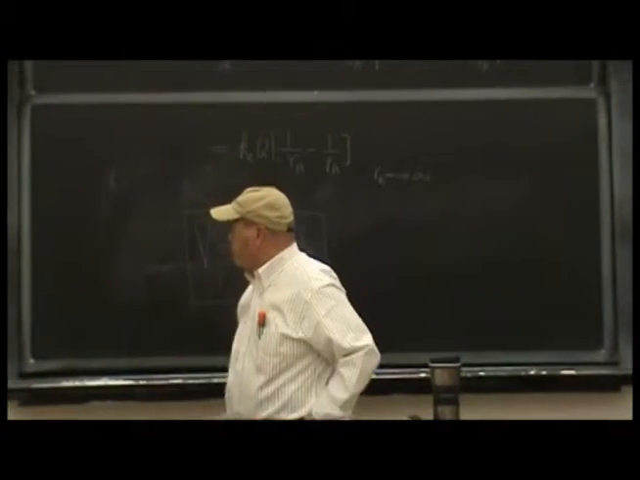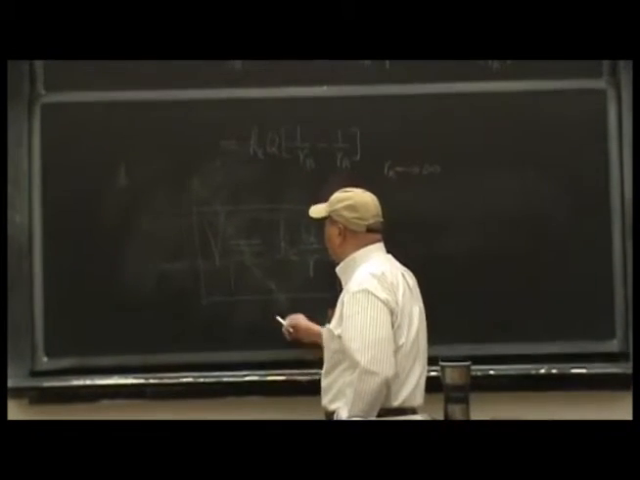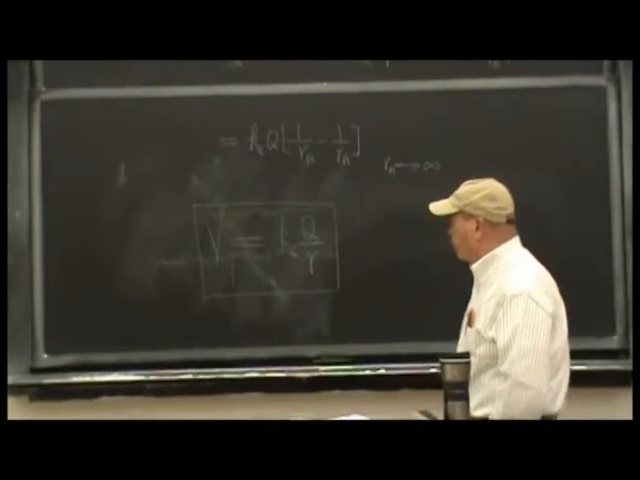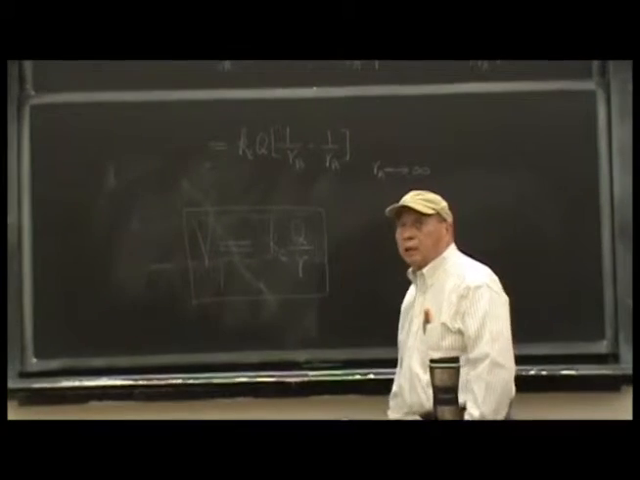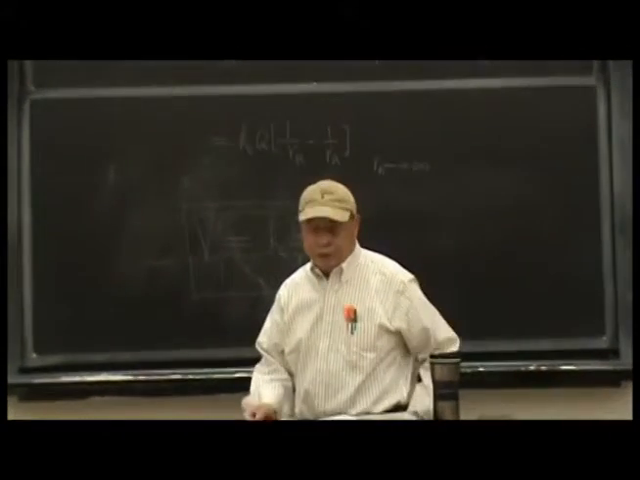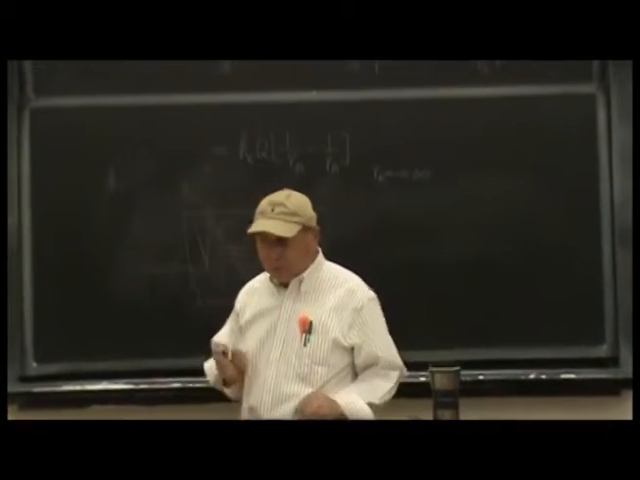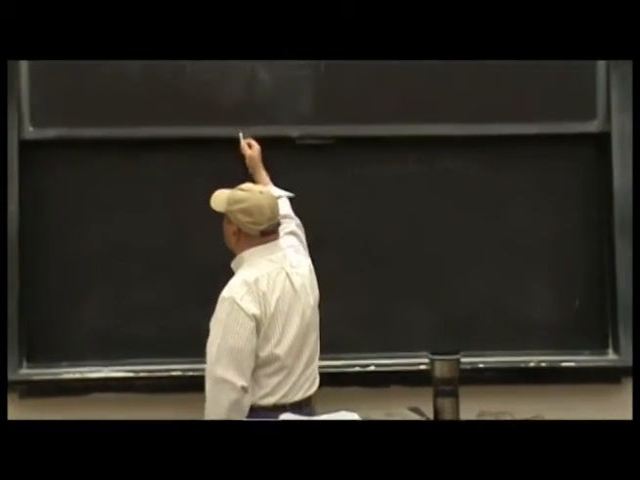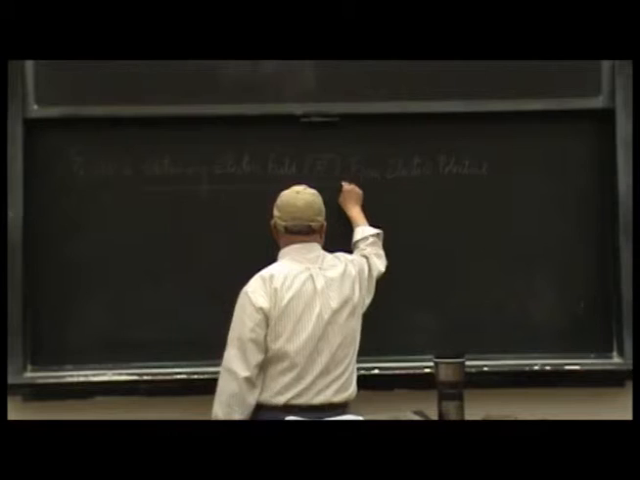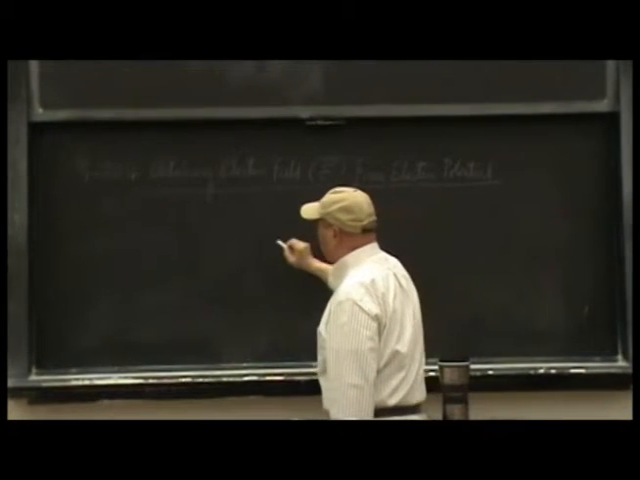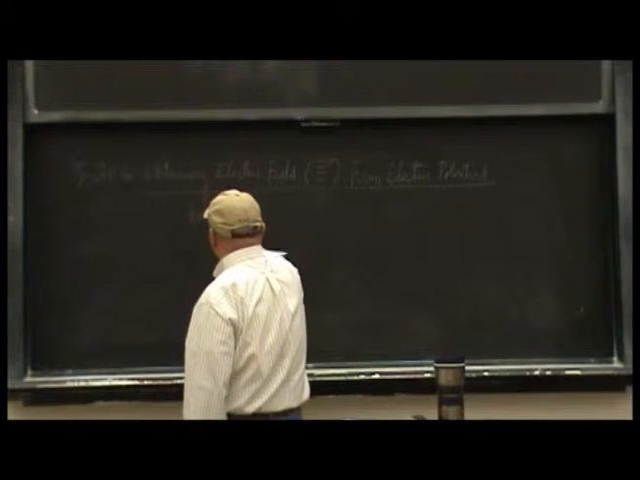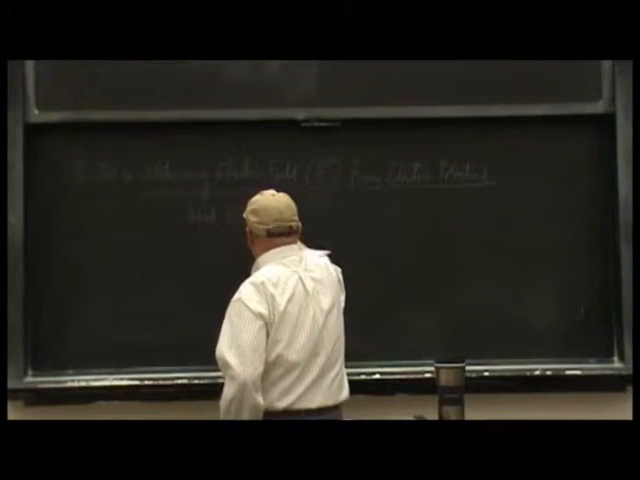Now, in section 20.4, if you have a voltage, an electric potential, you can find the electrical field. That means if you have an electrical potential, you can find the electrical field, that is, you can find E from V.